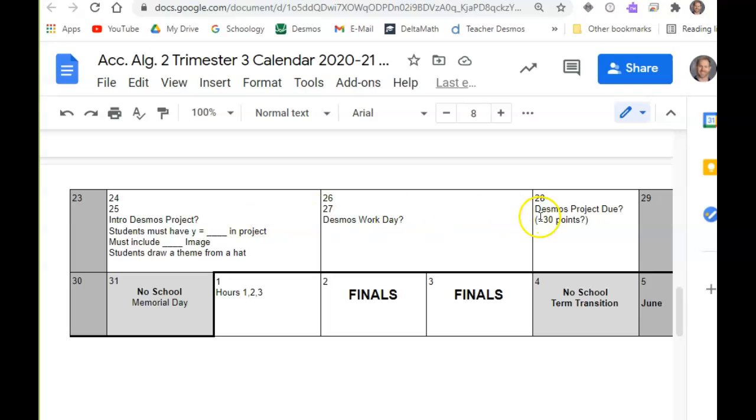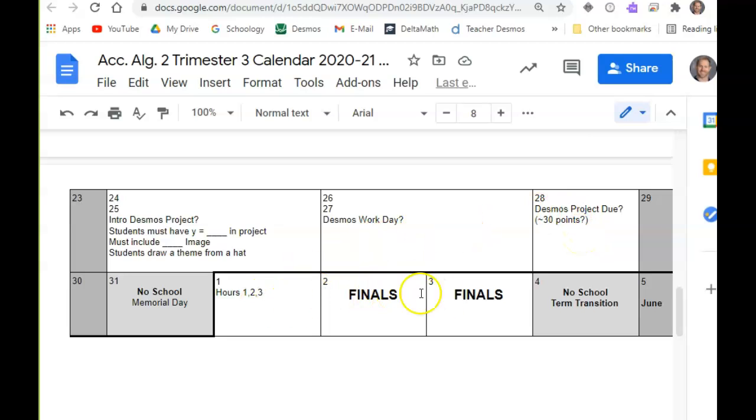It's a Desmos project. So we're going to have some big work days where you get to design your own project based off of the equations and functions we've studied this year. I will go into great detail about that and show you some examples from years past. But that's a nice relaxing week that if you are really productive in class, you're not going to have a lot of work outside of this.